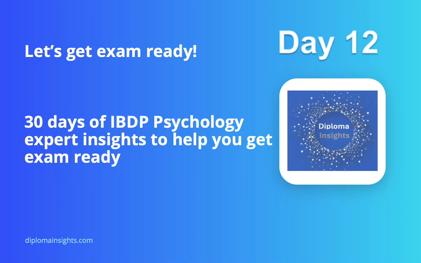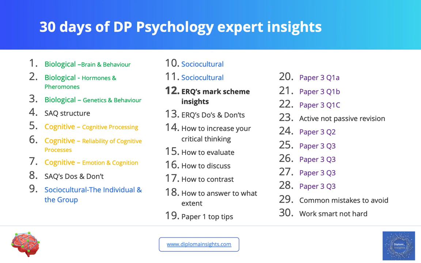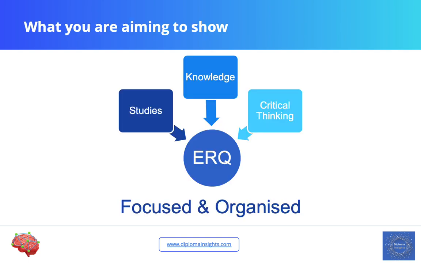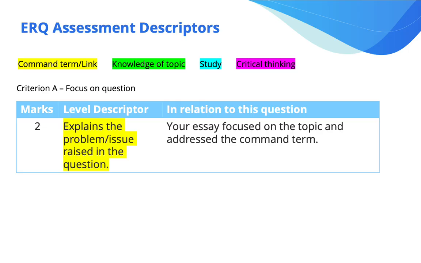Today we're focusing on essay response questions and looking at the mark scheme in detail to understand how we can write top scoring essay responses in both paper 1 and paper 2. In all ERQs, we're aiming to demonstrate knowledge of the topic, include relevant research to support our arguments, and include well-developed critical thinking. Credit is also given for writing focused and organised essays. The same assessment descriptors are used in both paper 1 and paper 2 to mark your essays.